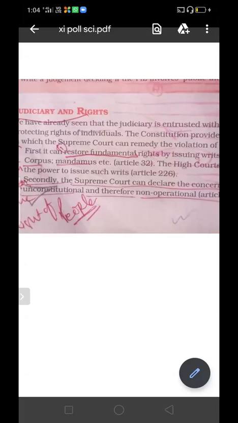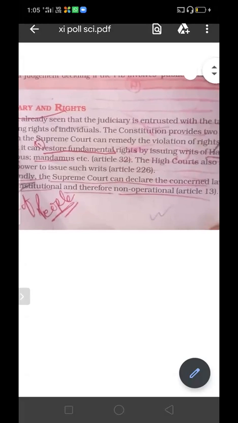The High Court also has the power to issue such writs under Article 226. If a person is doing this type of thing, then he can be issued some type of notice under Article 226 under the part of mandamus.